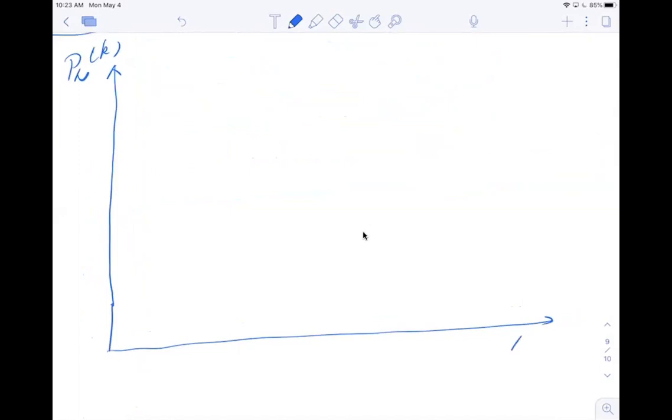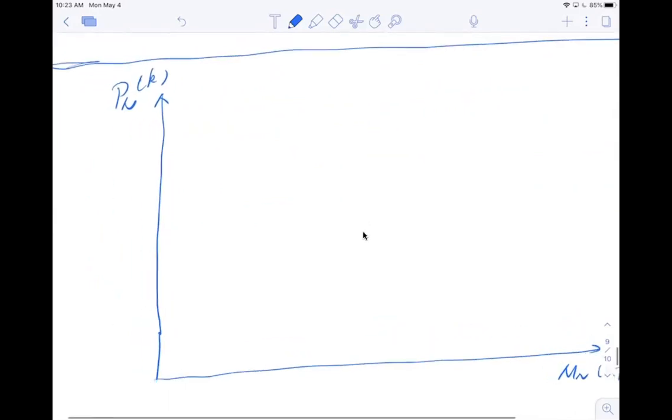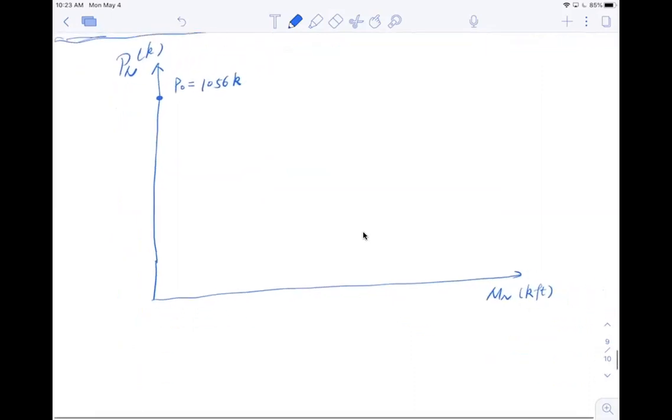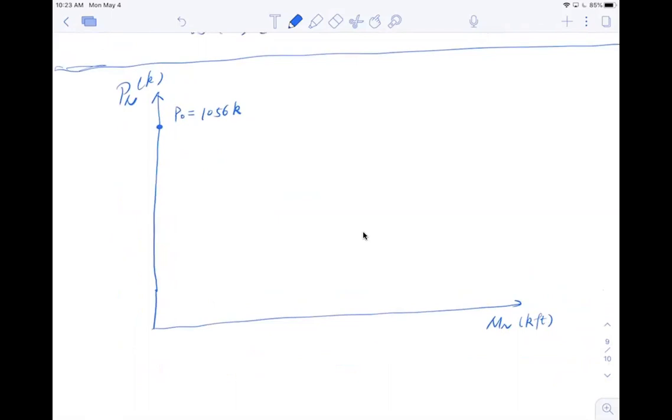The moment Mn here, I want to keep the unit in kip feet. So this is my axis. Now let me start drawing some points. First, I have my pure loading here, P0 equal to 1,056 kips. There's no feet here, just kips. Then my next point is the large compressive zone region, so Pn equal to 748 kips. This is C, so let me label it so you see better.